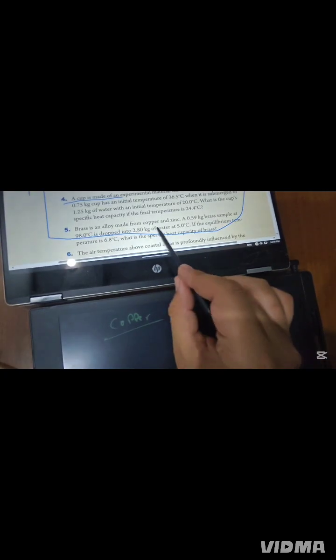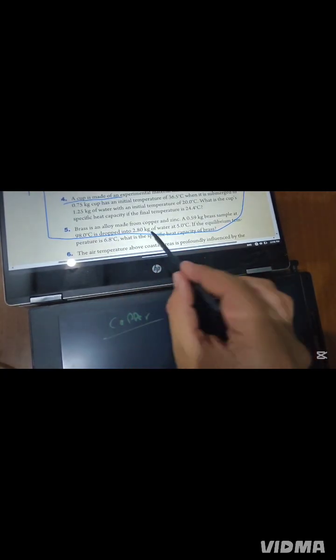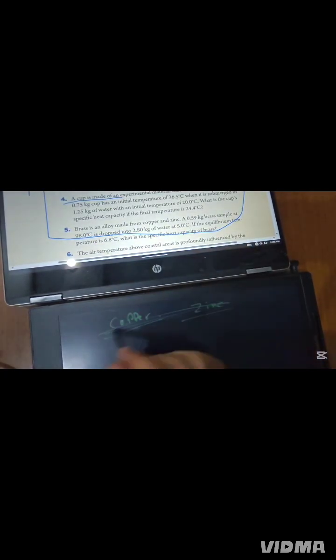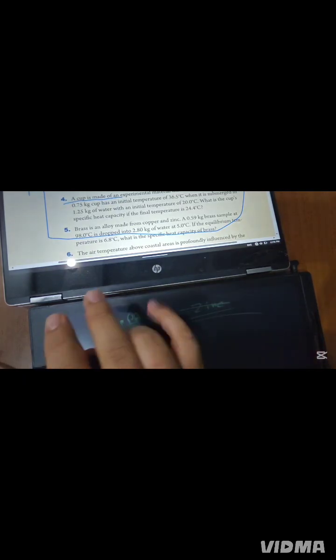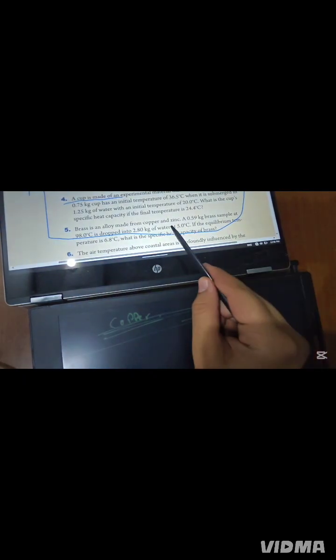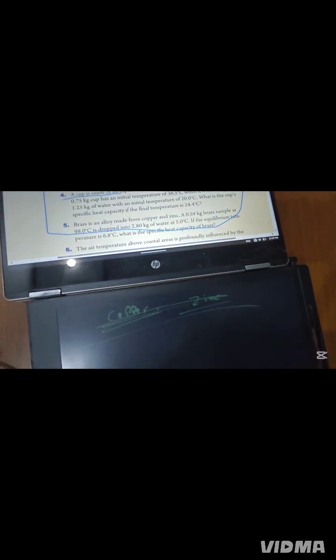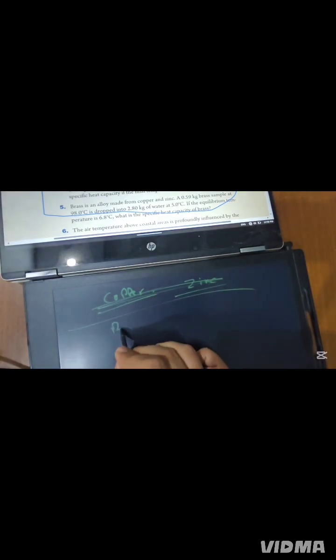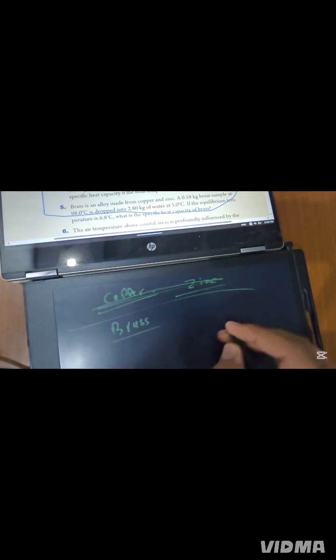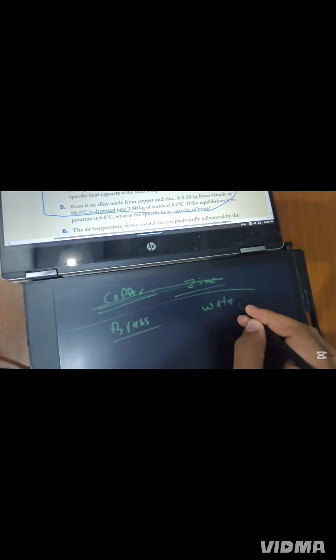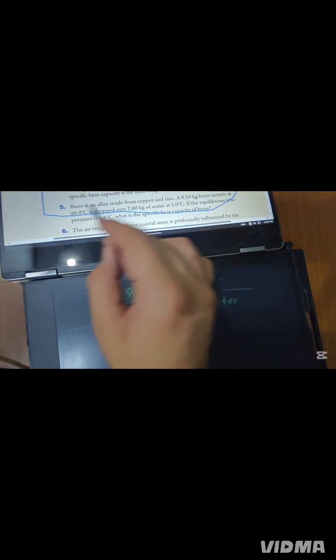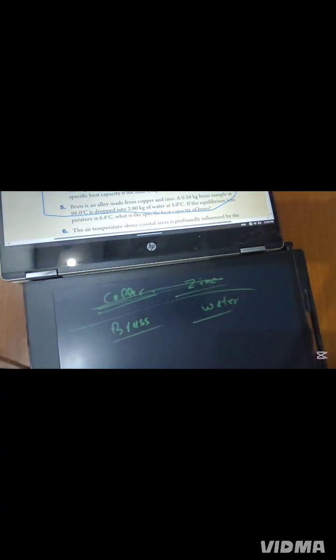Brass is made from copper and zinc. This is the structure of the brass. Here we have two objects, one of them brass and the other water. Copper and zinc is the structure that makes up brass. The two objects here are brass and water.